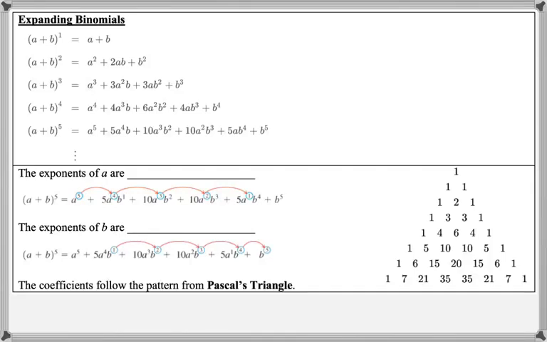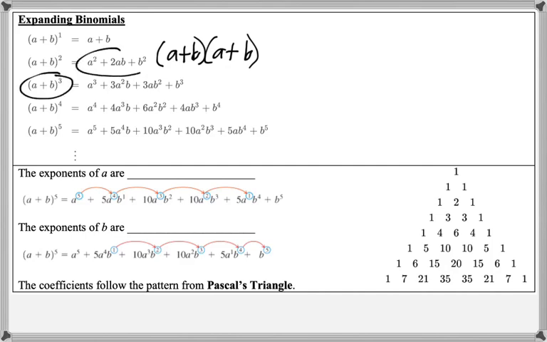This section is on expanding binomials. So we're taking a binomial and raising it to different powers. So a plus b squared is the same thing as a plus b times a plus b. And then you would FOIL these to get a squared plus 2ab plus b squared. And then to get a plus b cubed, you would multiply this by another a plus b.